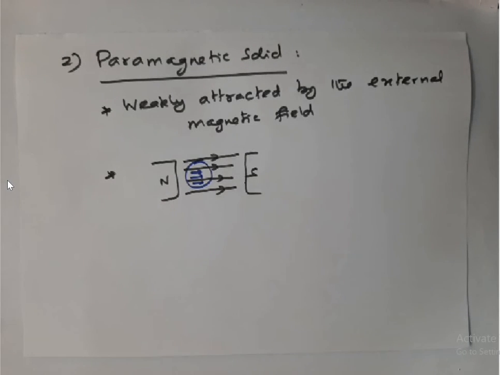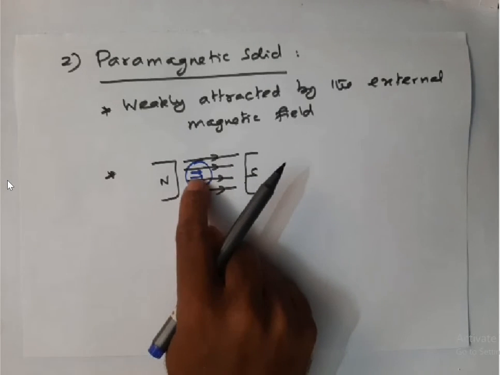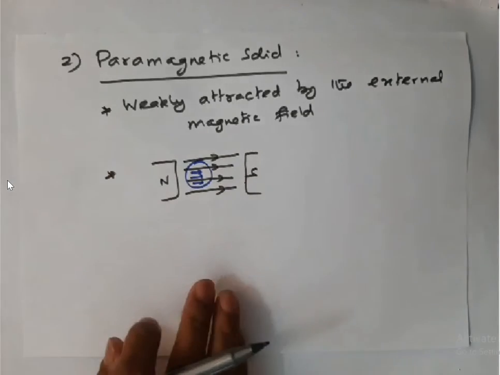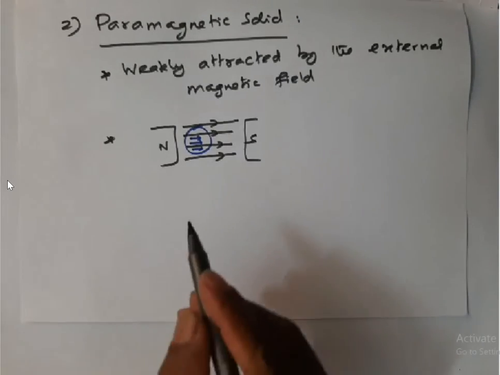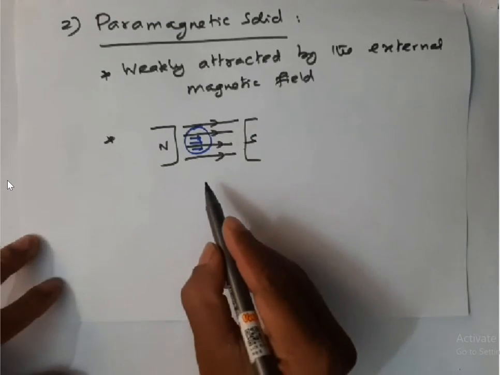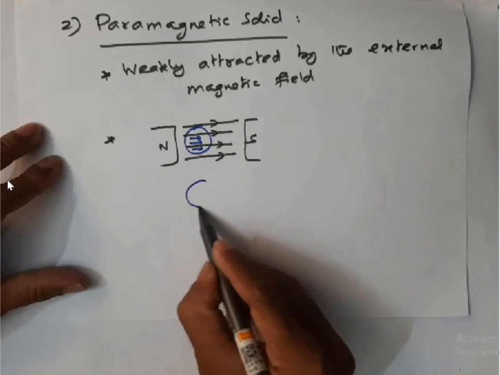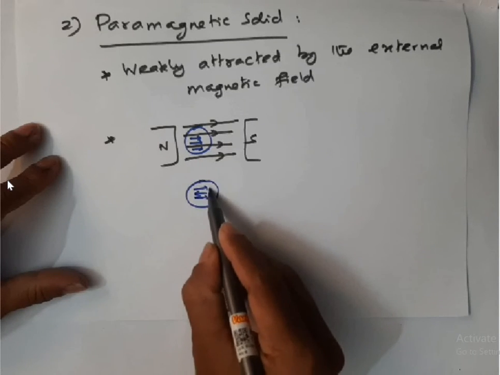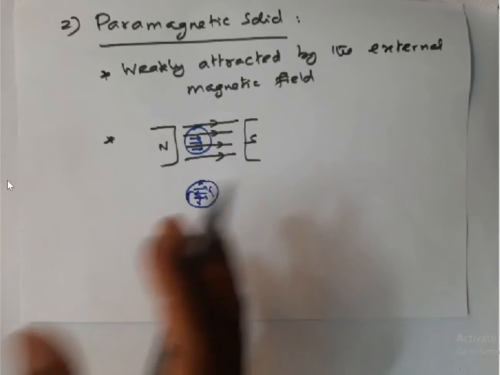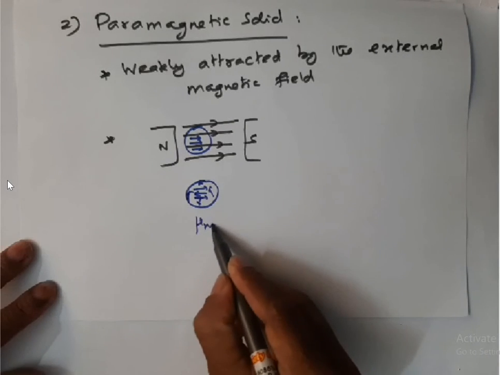See, in the previous case, the material generates a magnetic field, and that magnetic field opposes the external magnetic field. That is why diamagnetic materials are repelled. Whereas in paramagnetic material, the magnetization arises in the same direction. Therefore, it is attracted. And the moment you remove the magnet, the magnetic moments start to align in different directions. Therefore, the net magnetic moment becomes 0.